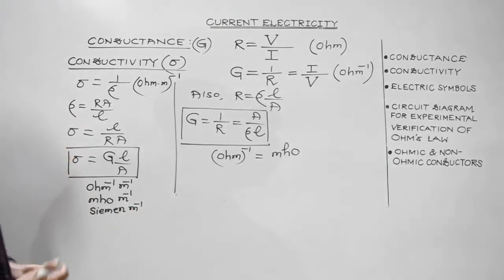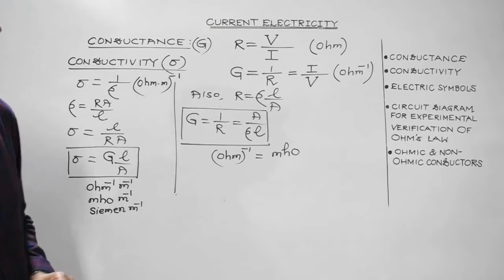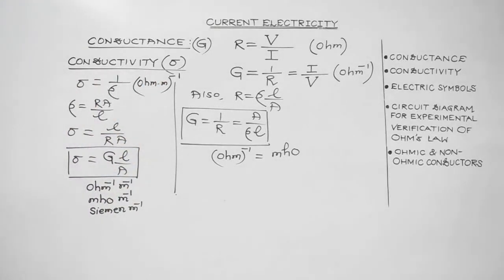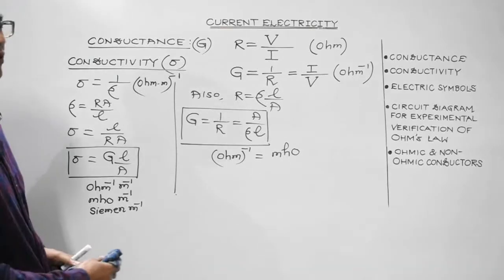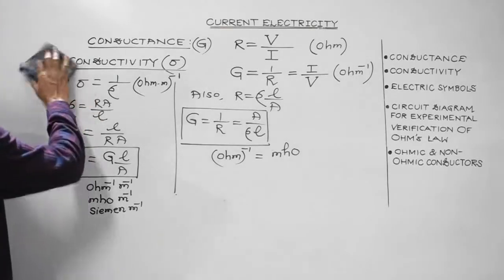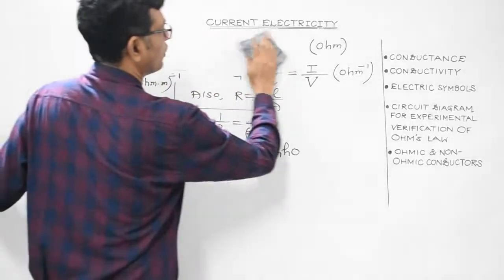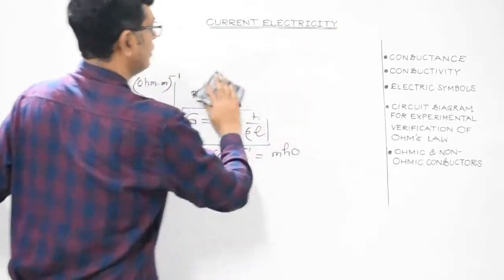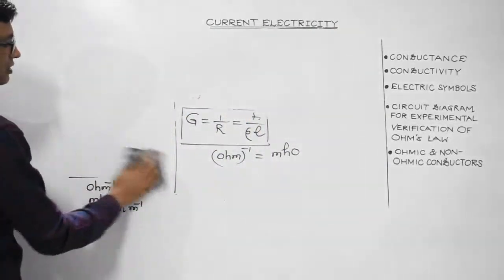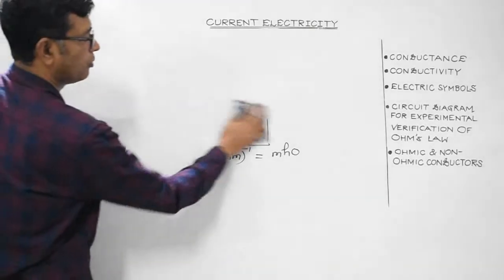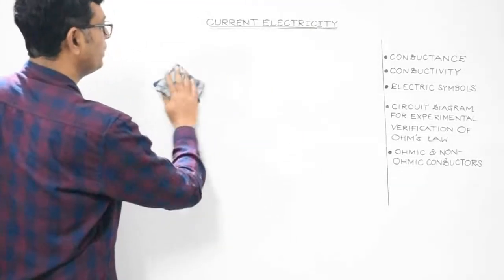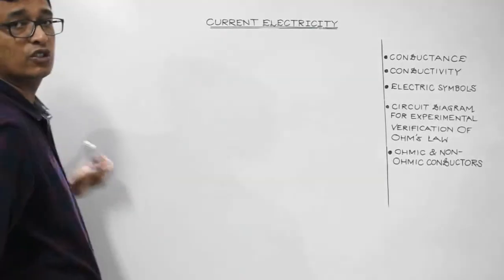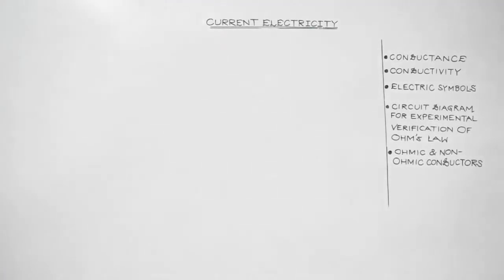So these are the units of conductivity, right? Now students, let's discuss the electric symbols. Some very basic electric symbols, because in the subsequent session we will be making use of circuit diagrams. There will be measuring devices which we will be making use of, like ammeter, voltmeter. We will be making use of rheostat, resistances, right?